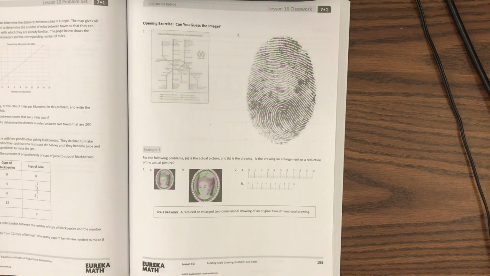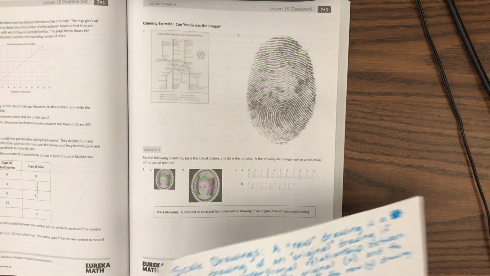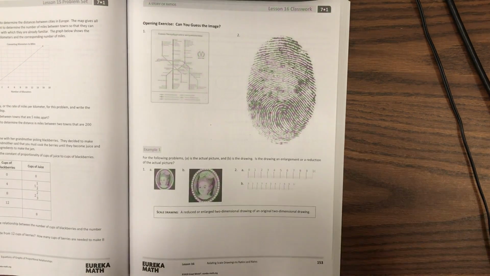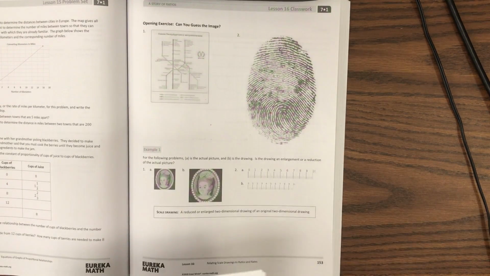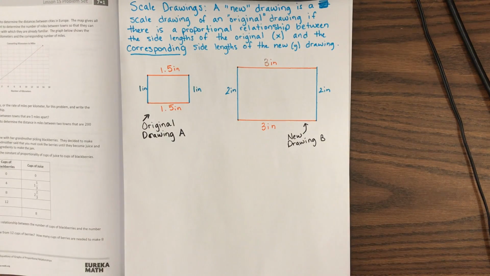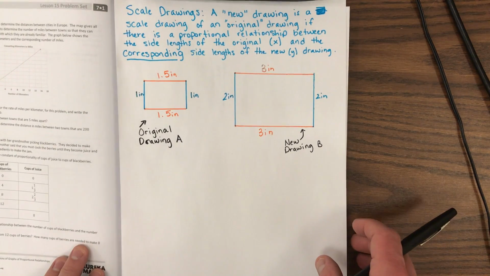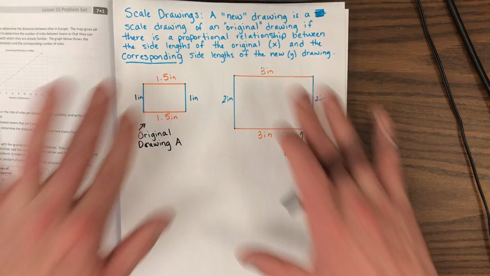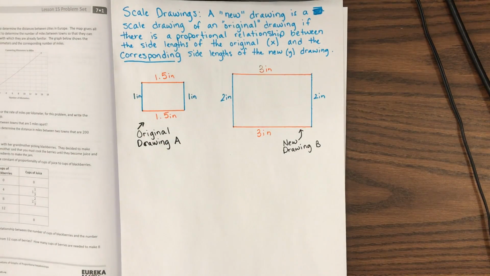All right. So before we actually get into lesson 16, I want to sort of tell you exactly what the lesson is all about. So we're doing these things called scale drawings. Scale drawings are an application of proportional relationships. They're a way that people actually use them in real life. So here's a definition of scale drawings that I made. It's probably about the same as the one that's in your book.